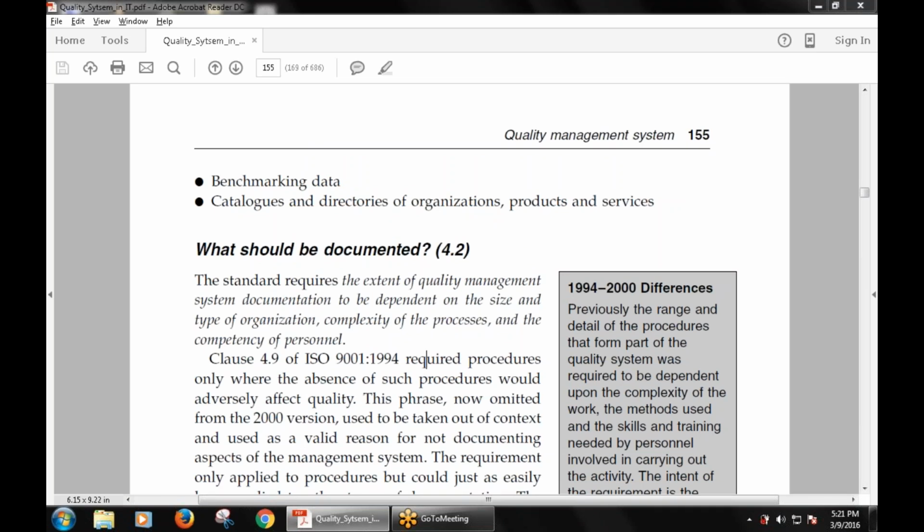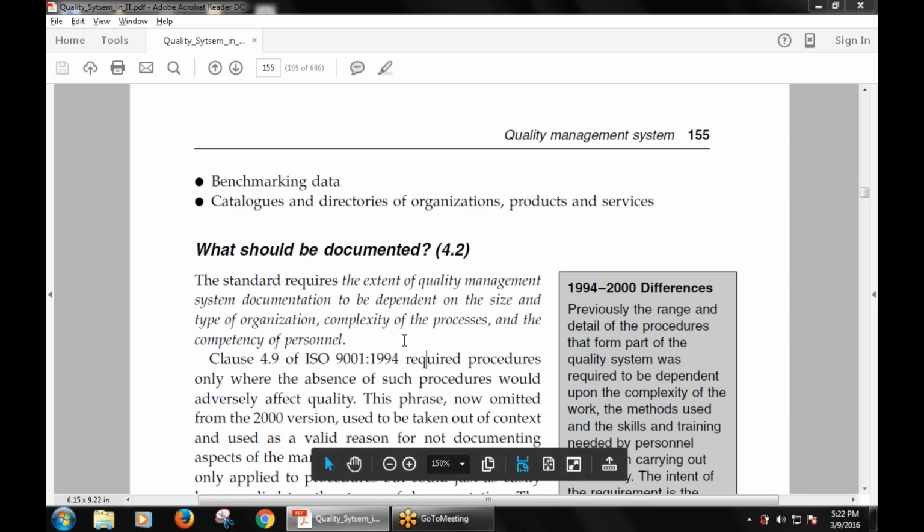So that depends on the size and type of the organization, then the complexity of the processes and the competency of the personnel. That is how the complexity will be maintained, or how complex it is, used for the resource management, depending on the size and the type of the organization, the complexity of the processes, and the competency of the personnel. That means what should be documented, that is the extent of the quality management system documentation.